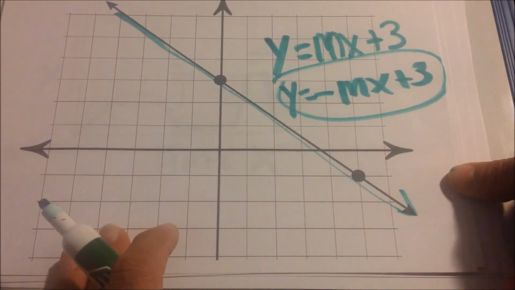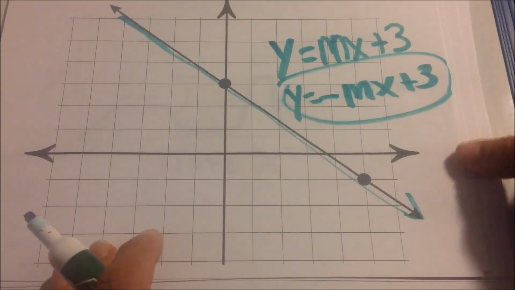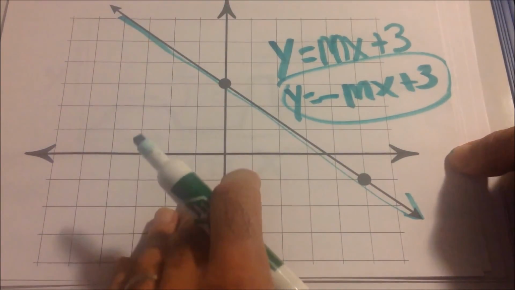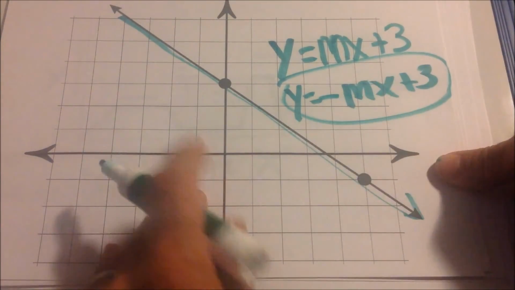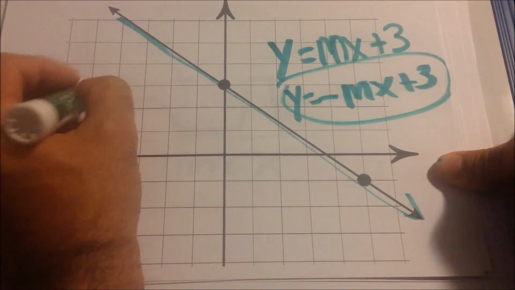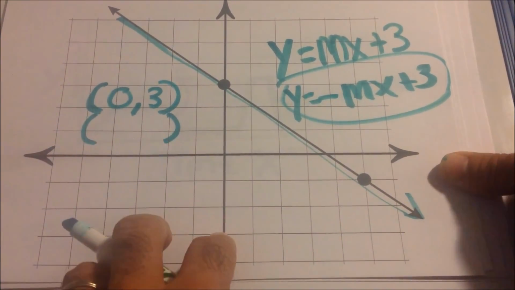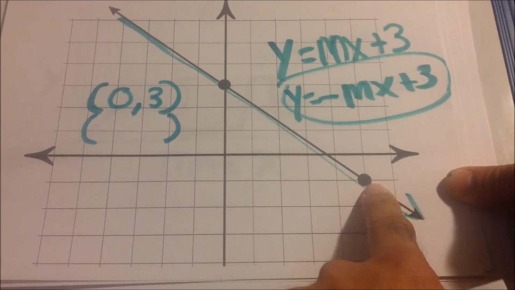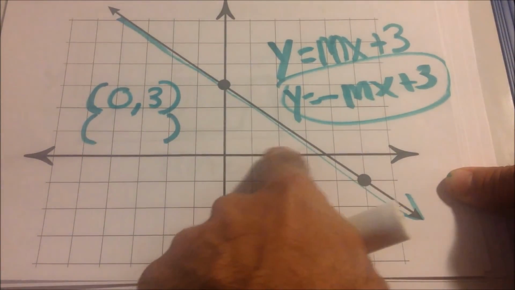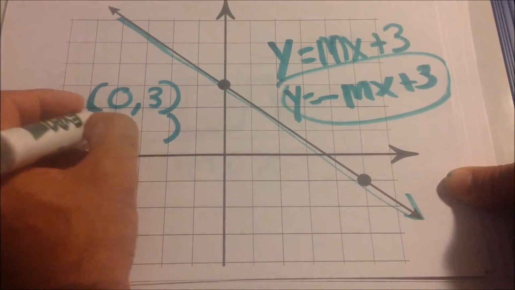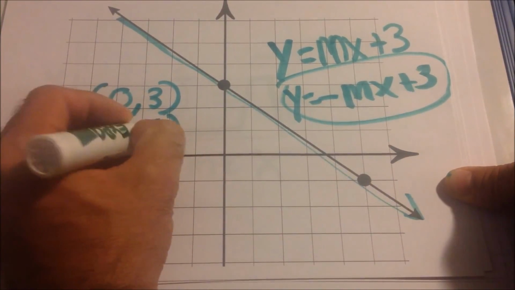And since we're here, let's make the equation. What ordered pairs do we have? Well, we have a 0, 3. X is 0, y is 3. And any ones you want to use on the line. And here we have 1, 2, 3, 4, 5 for x, and negative 1 for y.